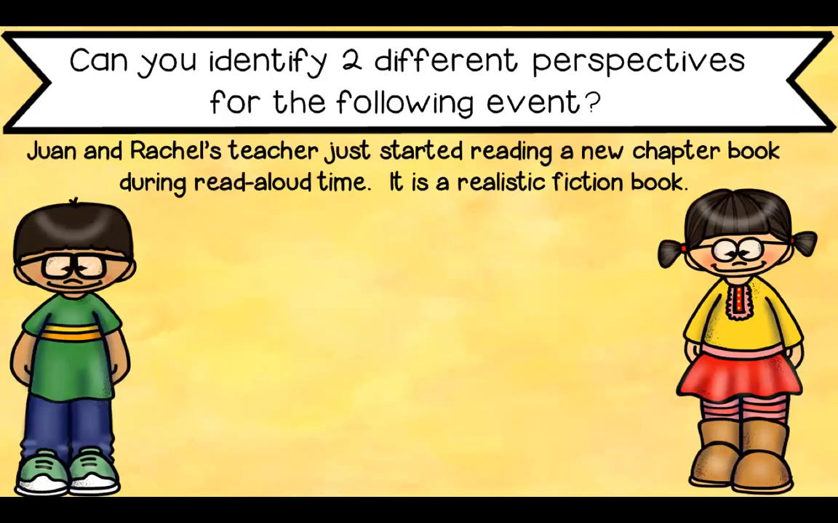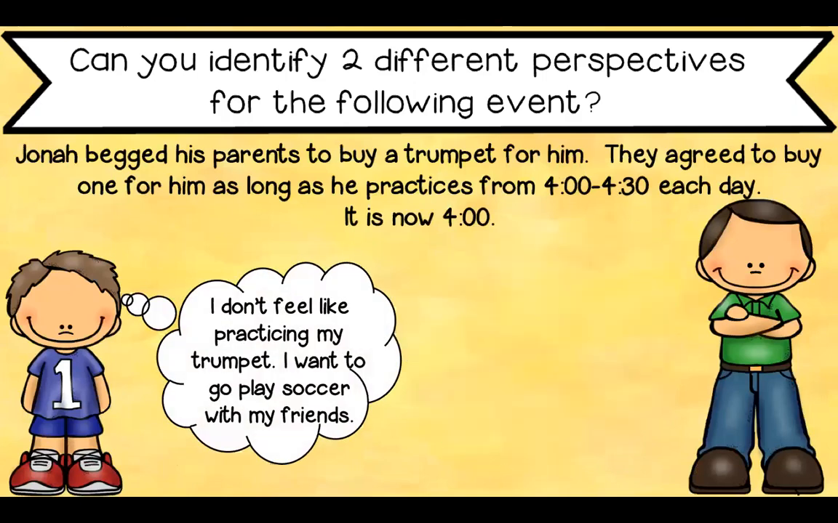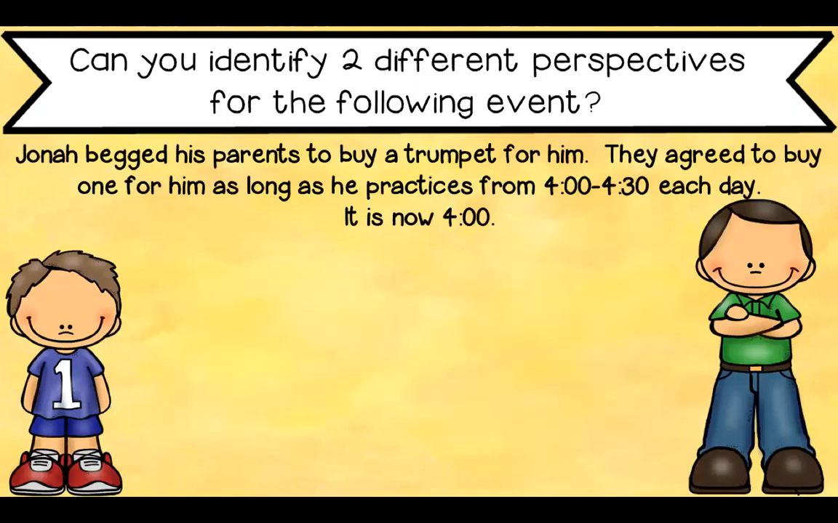So these are some more examples that we'll do together. This one, I really like this one. Can you identify the two different perspectives from the following event? Jonah begged his parents to buy a trumpet for him. They agreed to buy one for him as long as he practices from 4 to 4:30 each day.